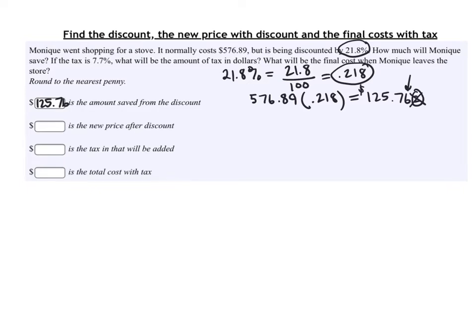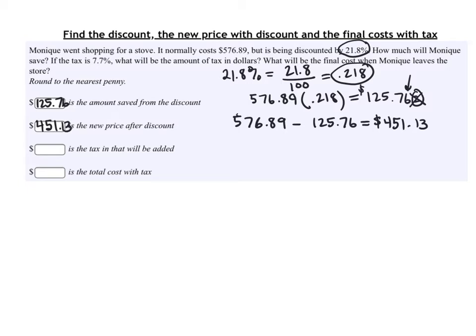$125.76. Now we're going to take the $576.89 and we're going to subtract how much we save, $125.76. Plugging that in the calculator, we get $451.13. So that's what we're going to pay for it, but then we have to add tax on that.